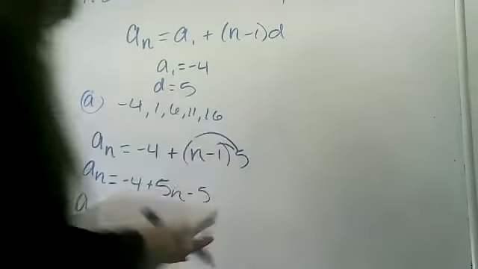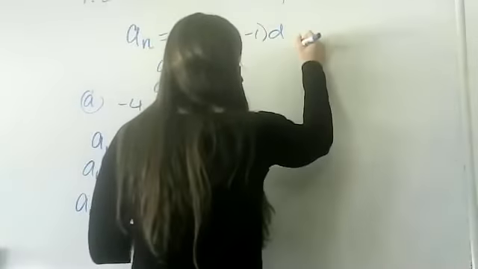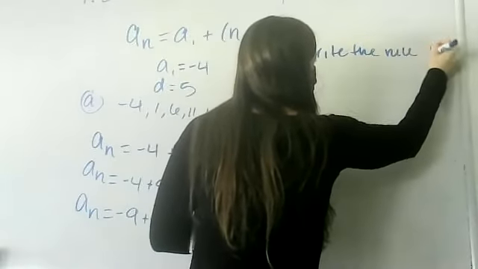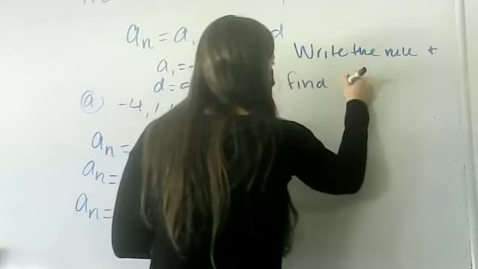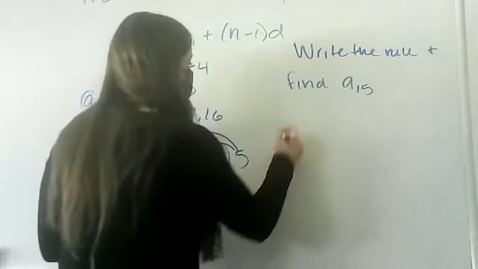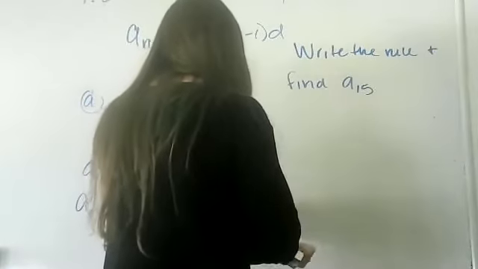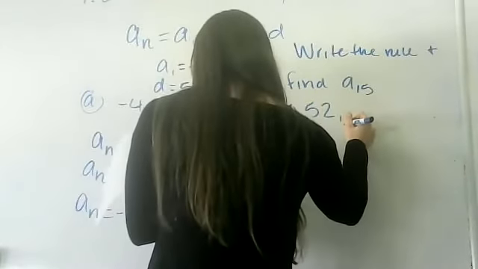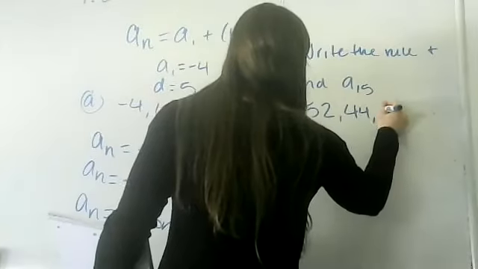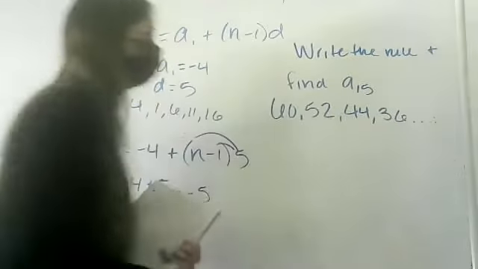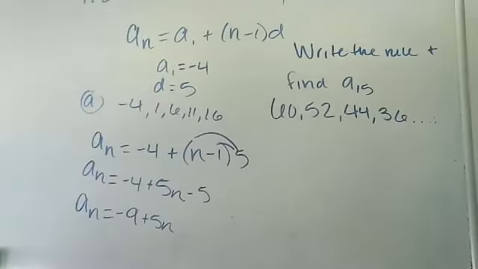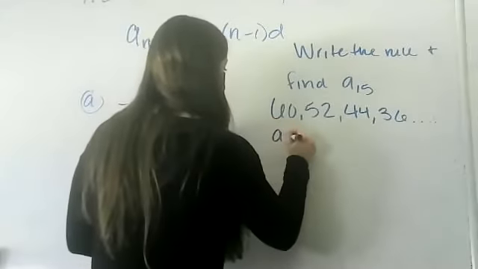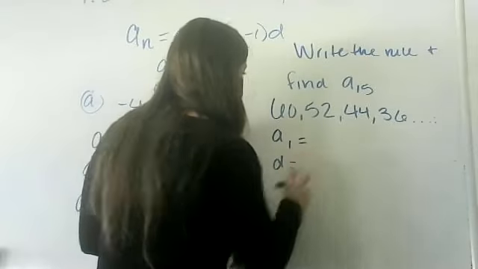And there's two things I want you to do. I want you to first, and I'll write this off to the side, write the rule and find a sub 15. Okay, so the sequence is 60, 52, 44, and 36. So yeah, you have to first write the rule. In order to write the rule, you're gonna need an a sub 1 and a d value.